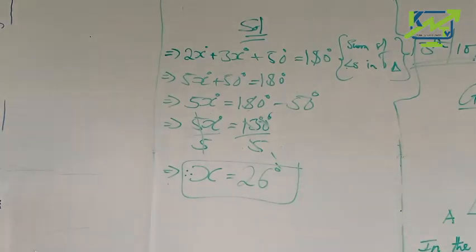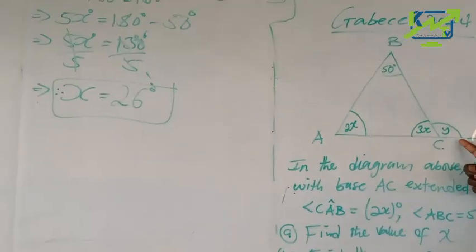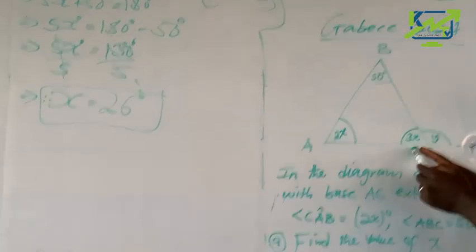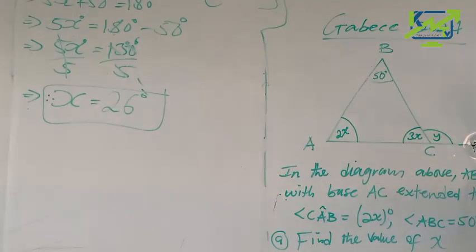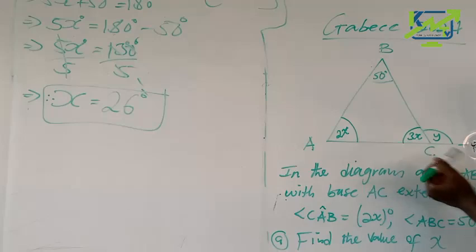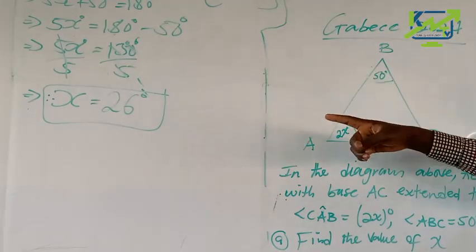So after we know the value of x as 26 degree, finding the value of y becomes very easy, because if you look here, the angle BCD, the extended line, is standing with the angle BCA, that is 3x degree. So these angles are standing on a line. When two angles are standing on a line, we call it angles on a straight line. The sum of angles on a straight line is supplementary, so you add them up to 180 degree.